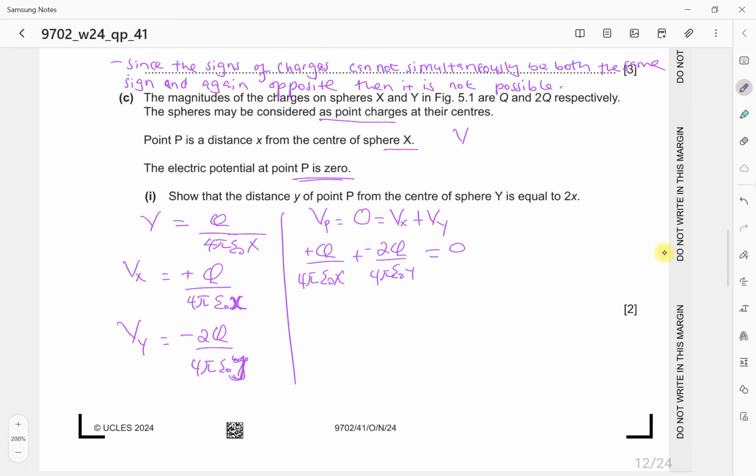And when we solve this, you notice that q over 4 pi epsilon naught x is equal to 2q over 4 pi epsilon naught y. So q cancels, 4 pi cancels, and epsilon naught cancels. So we have that 1 over x equals 2 divided by y, which implies that y equals twice x, as required.